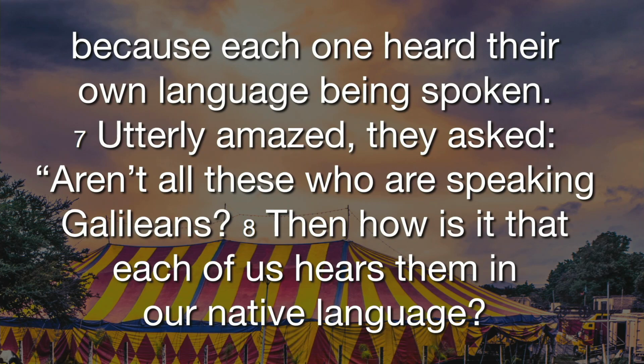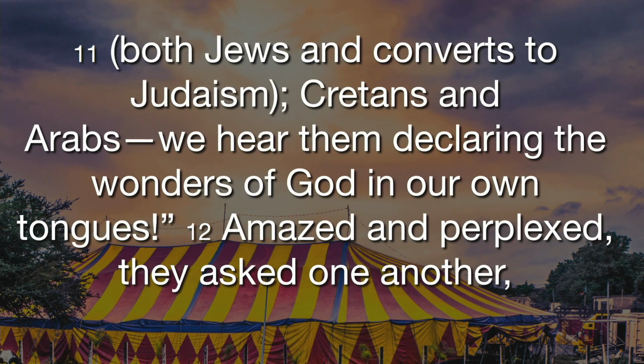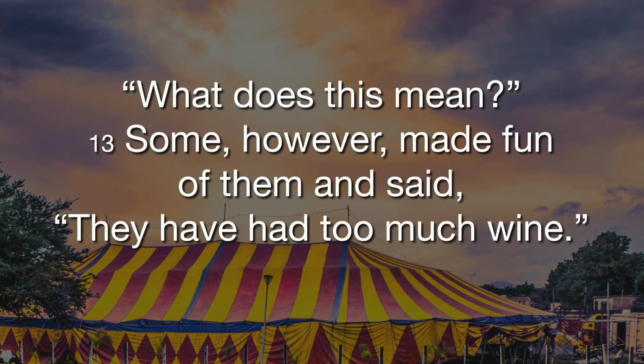Utterly amazed, they asked, "Aren't all these who are speaking Galileans? Then how is it that each of us hears them in our native language? Parthians, Medes, and Elamites, residents of Mesopotamia, Judea and Cappadocia, Pontus and Asia, Phrygia and Pamphylia, Egypt and the parts of Libya near Cyrene, visitors from Rome, both Jews and converts to Judaism, Cretans and Arabs, we hear them declaring the wonders of God in our own tongues." Amazed and perplexed, they asked one another, "What does this mean?" Some, however, made fun of them and said, "They have had too much wine."